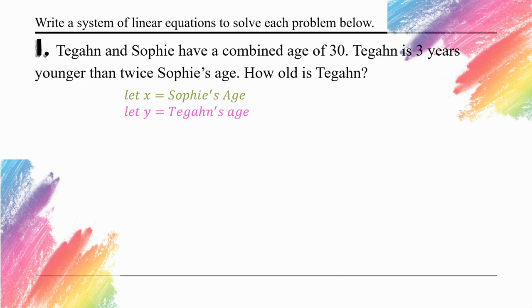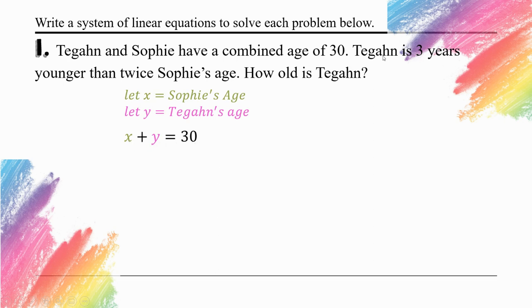Now, another hint for when you're writing your let statement: whatever they're asking you to find, that's what your variables are going to be. Now let's go back. In this first sentence, it says Tegan and Sophie have a combined age of 30. Combined means we're adding their ages together. So Sophie's age plus Tegan's age equals 30. So this is our first equation.